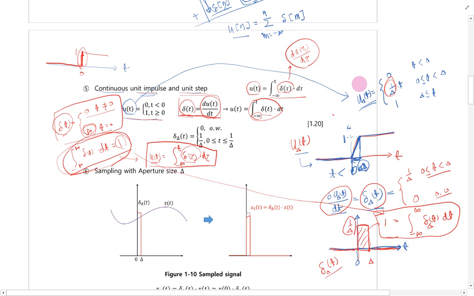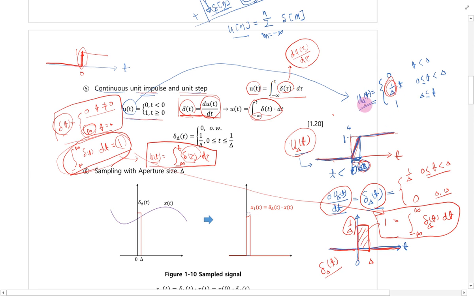To approximate the ideal unit step function, I introduced u delta t. The difference between the ideal and the approximate one is this. In the ideal case, it follows this curve. But in the approximate one, we allowed some finite slope. To allow that, we have a finite time duration of delta. During this time, the step changes from 0 to 1, increasing like that. So the slope is 1 over delta.